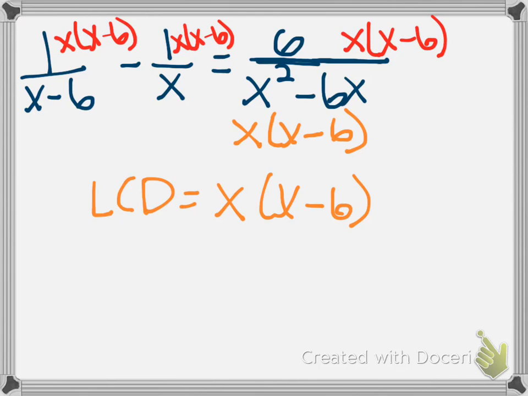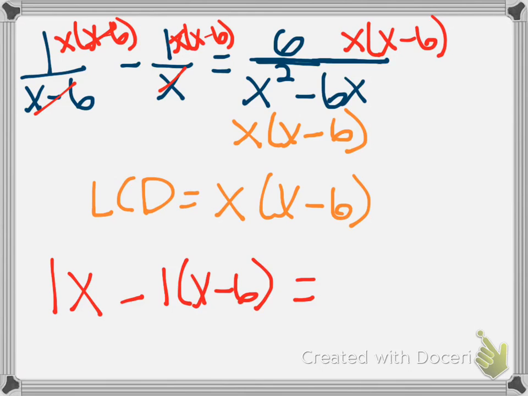And then each one separately will have something that cancels. So the x minus 6 canceled there, and I was left over with just a 1 and an x, minus the x canceled here, and I was left over with just a 1 and an x minus 6. Here the x canceled and the x minus 6 canceled, so I was left over with just a 6. Okay, and then again, let's go ahead and solve that.